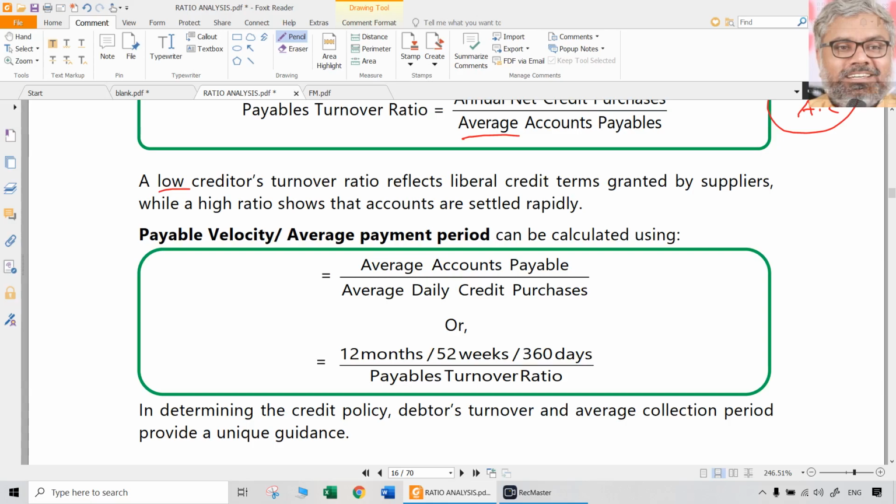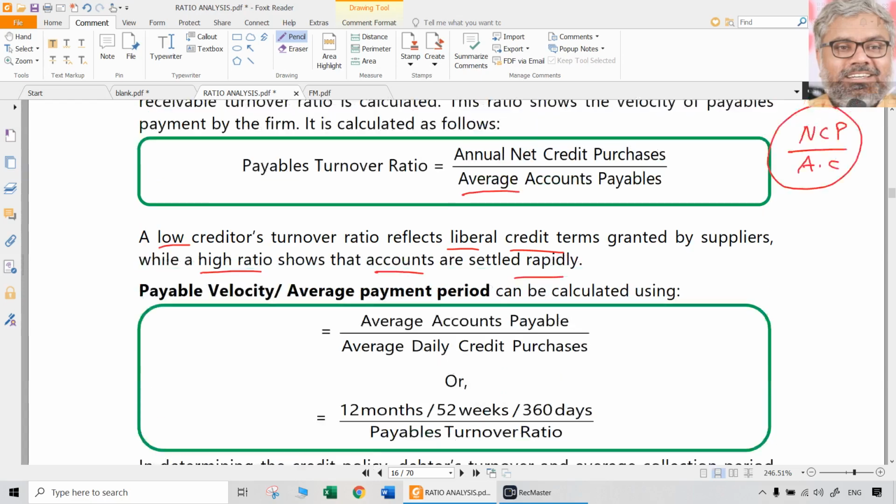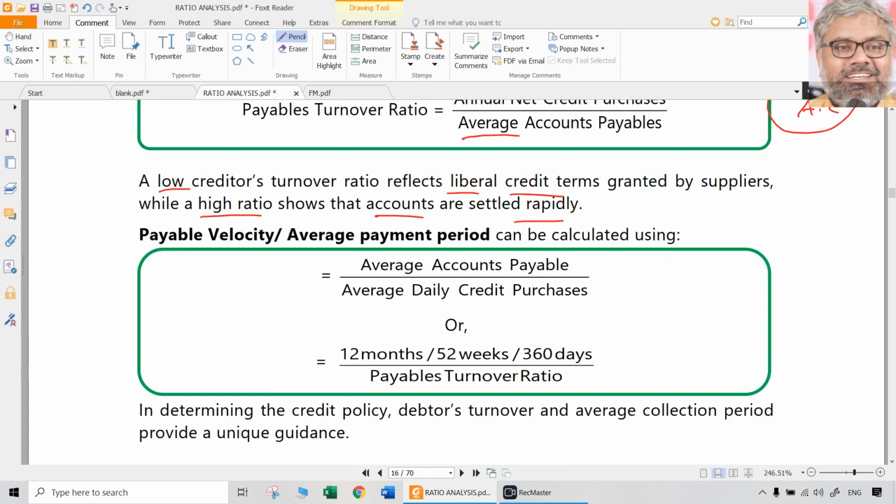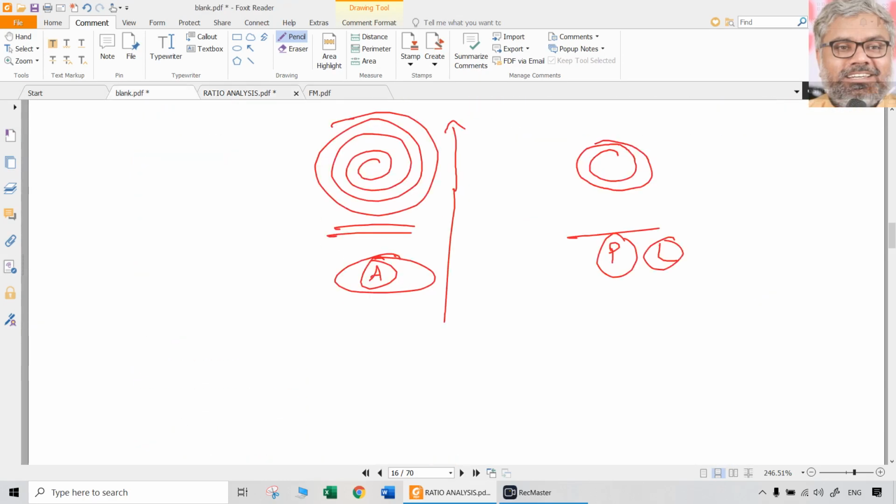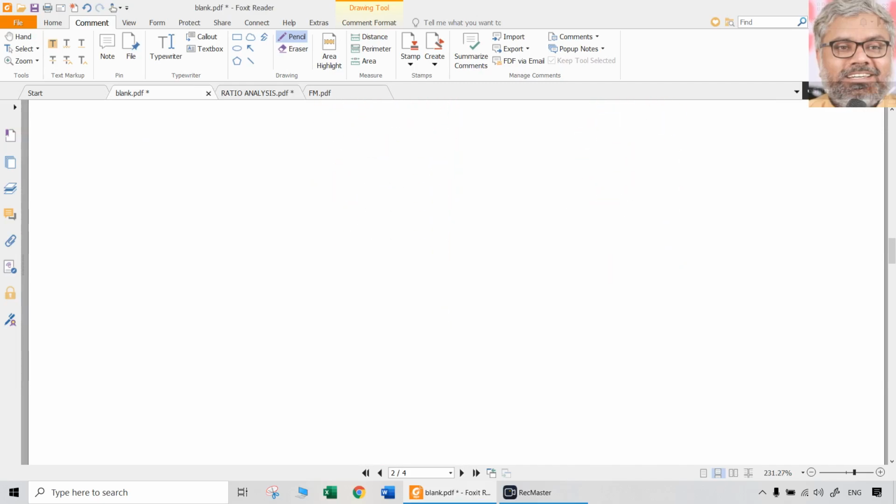So a lower turnover ratio reflects liberal credit terms granted by suppliers, and a higher ratio shows accounts are settled very rapidly. Higher ratio means you are paying them quickly, which is not that good from a financial point of view. So under normal circumstances, payable turnover ratio ideally should be low. Ideally. Once again, exceptions will be there. Theoretically, what we are talking about is correct. All other turnover ratios should be high. Only creditors turnover ratio should be low.